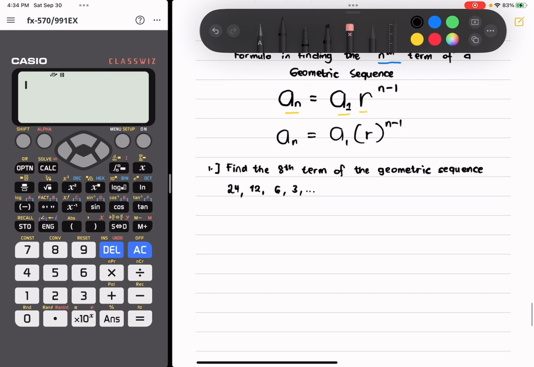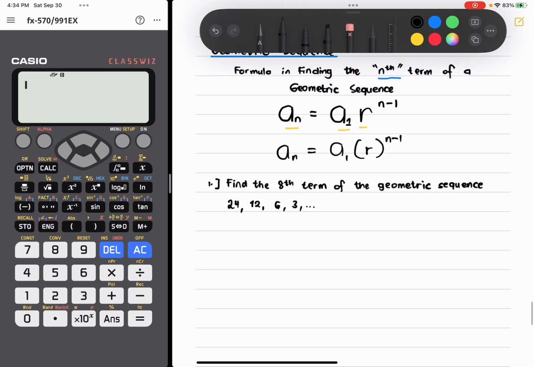So, let's have now example number 1. So let us find the eighth term of a geometric sequence. So dito, na-mention na kung anong klaseng sequence yung isosolve natin. Ngayon, ano ang hinahanap natin sa problem number 1? Ang hinahanap natin is the eighth term. So ano yung term na nandun sa pang-8th position? If we're going to write that in a notation, we have A sub 8.